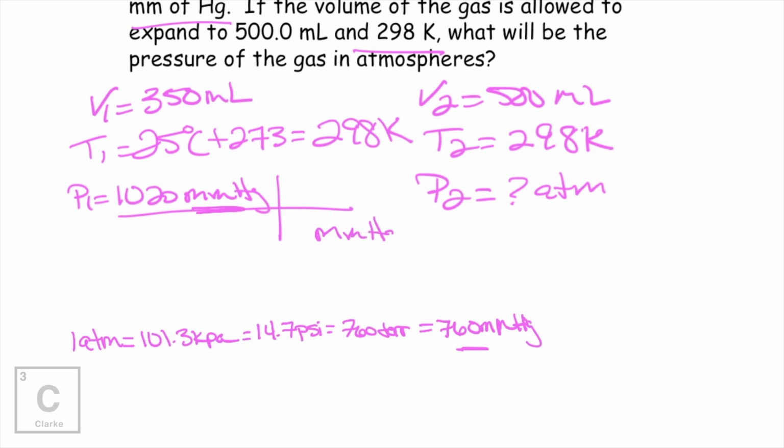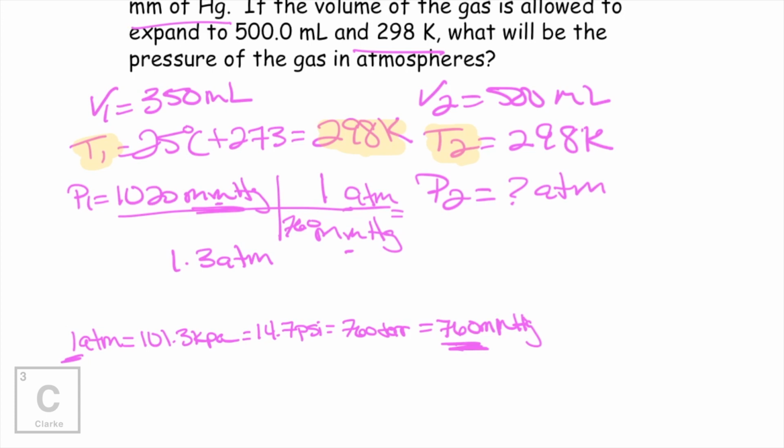Bring that down, because dimensional analysis stays the same no matter what. Millimeters of mercury on top, millimeters of mercury on bottom. We need it to be in atmospheres, so I'm going to put atmospheres up top. I'm going to find 1 atmosphere, put a 1 here, 760 millimeters of mercury, and then let's figure that out. We got 1020 divided by 760. This pressure 1 in atmospheres is 1.3 atmospheres.